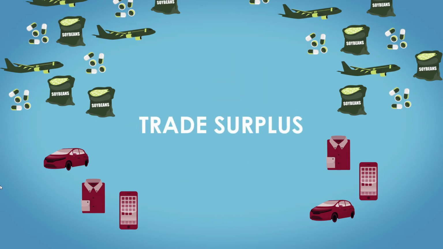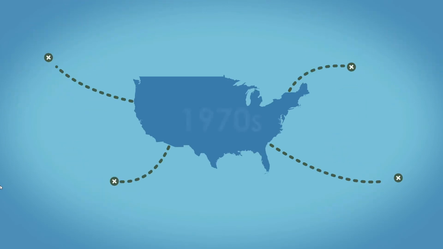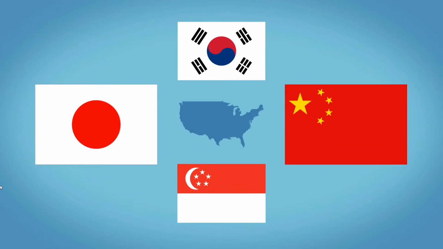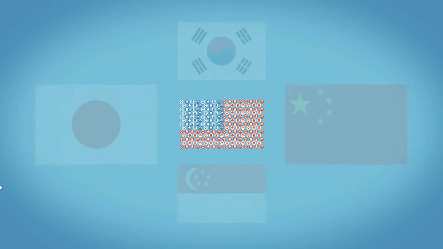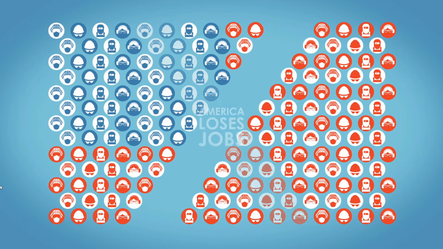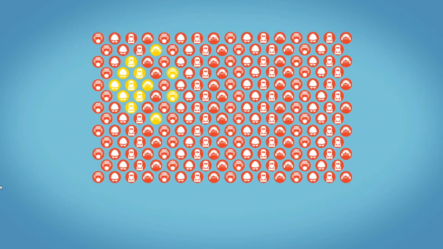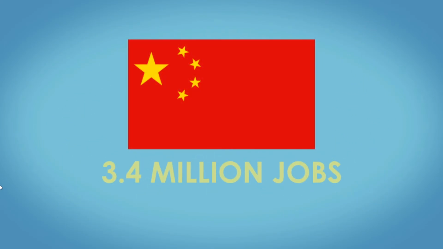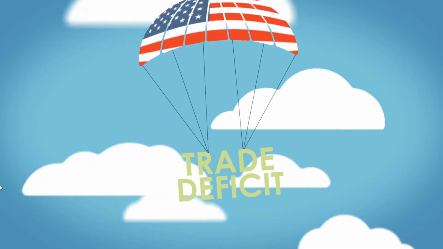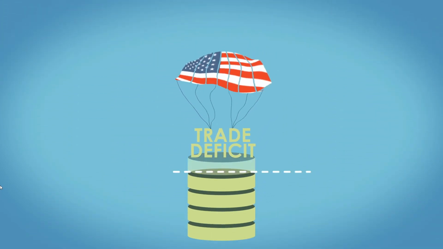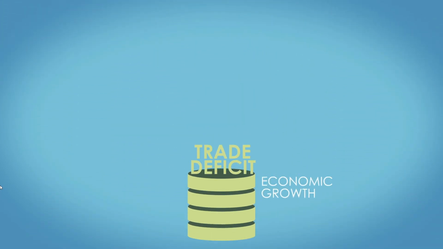The US routinely had trade surpluses with the rest of the world until the 1970s. That's when Japan, China, and other Asian tigers emerged as economic powerhouses. Critics say America loses jobs when it buys more than it sells abroad. One Washington think tank says the trade gap with China killed 3.4 million American jobs from 2001 to 2015. And a trade deficit drags down the economy. In 2015, for example, the trade deficit cut American economic growth by more than 1/5.